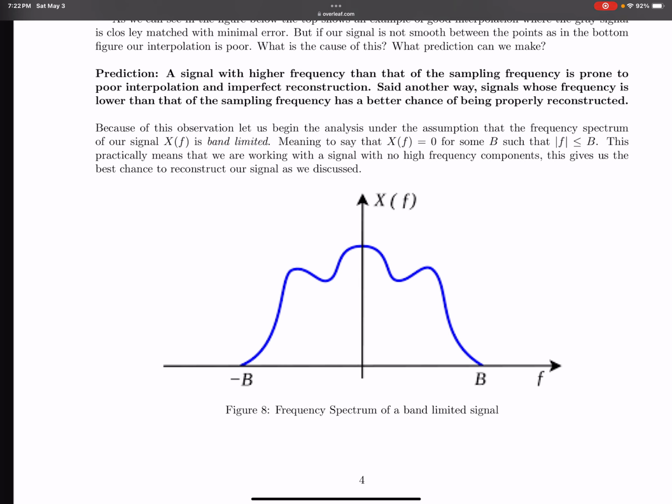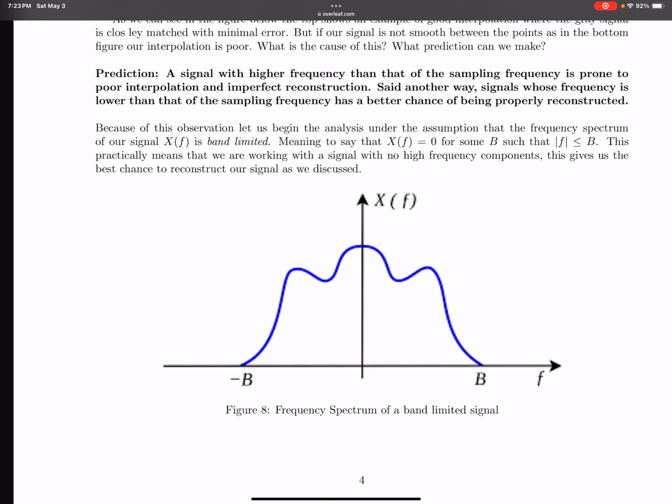We're going to start the analysis under the assumption that the frequency spectrum of our original signal x(t), which has the Fourier transform X(f), is band limited. What that means is that after some point plus or minus B, we have zero high frequency components. Whenever I refer to high frequency components, all I mean is frequency components outside of this plus or minus B.